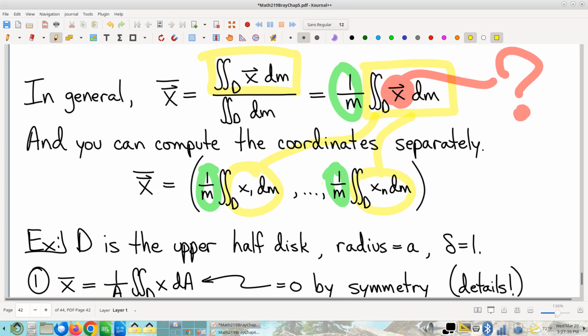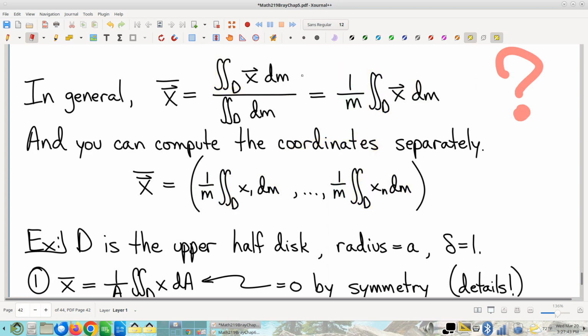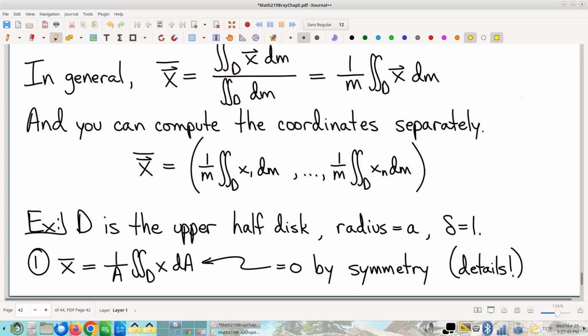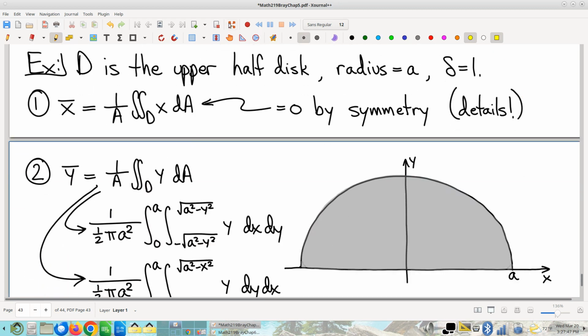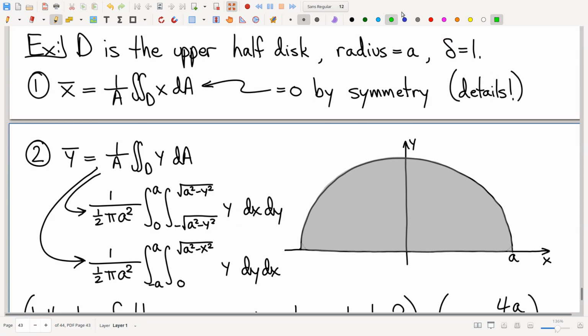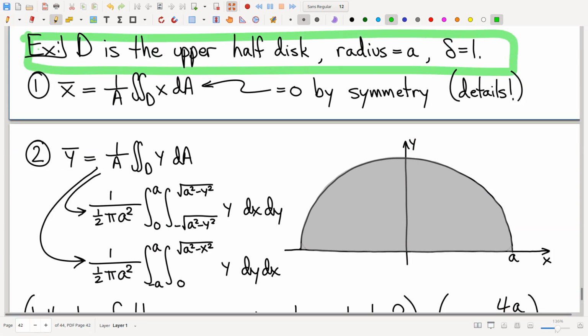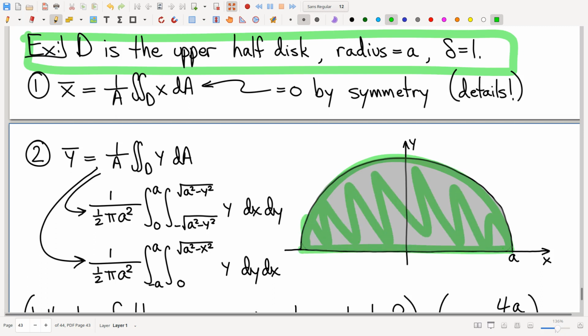So, nice and easy. Okay, so let's see an example in practice. We are going to look at this shape here. This shape here looks about like that. I want to know where the center of mass is.